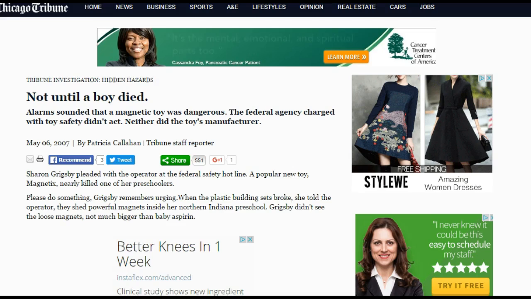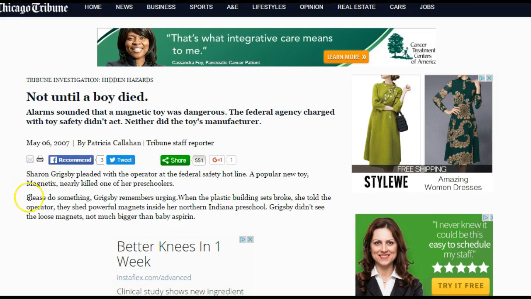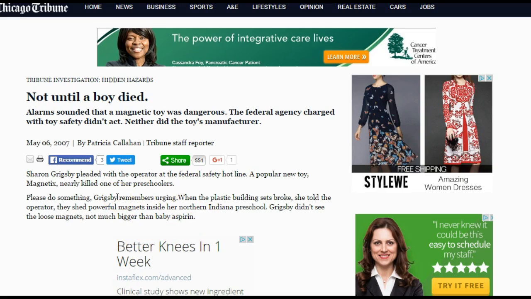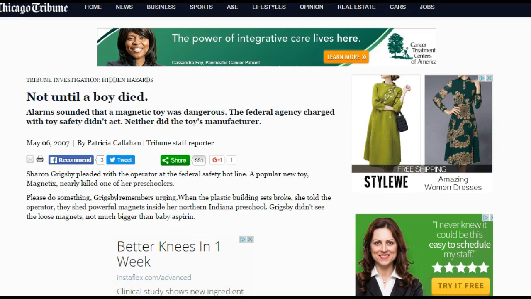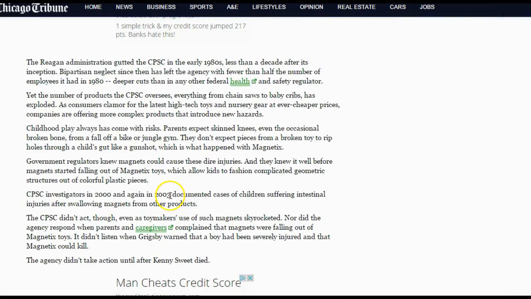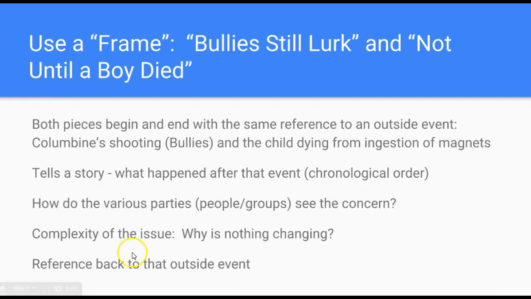Similarly, this one, Not Until a Boy Died, begins with a story. It's an outside reference to this particular person who tried to get federal investigators to deal with this safety hazard. And then if you go all the way to the end, it ends with that same story. Didn't take action until after he died. So in this kind of organization, you begin and end with the same reference. This kid dying, this shooting, this anecdote happening.